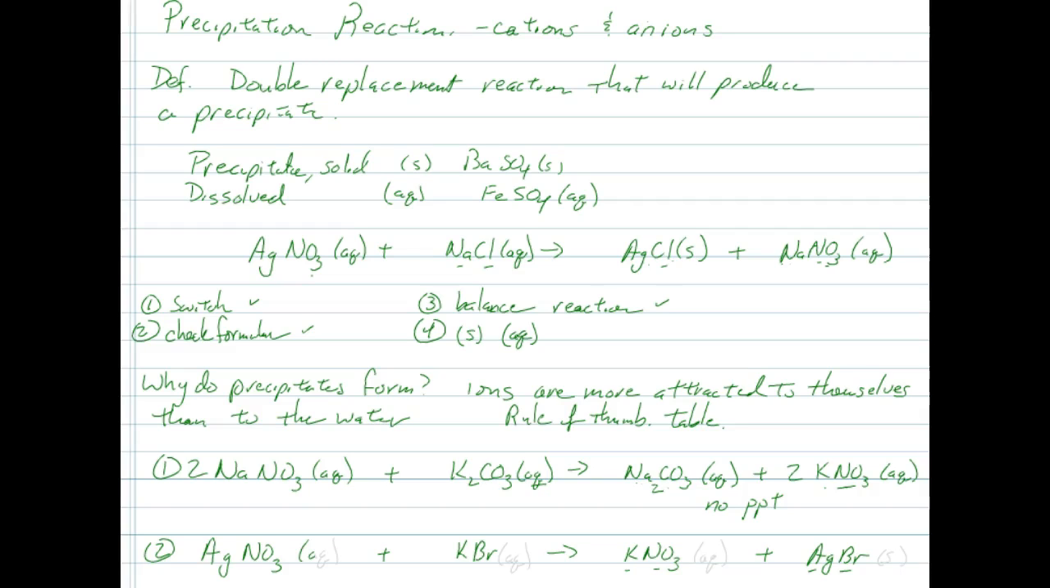The left-hand side is aqueous. KNO3, that's aqueous also. And looking on your rule of thumb table, the AgBr is a solid. So that's how you do precipitation reactions with cations and anions. That ends this lesson on precipitation reactions.